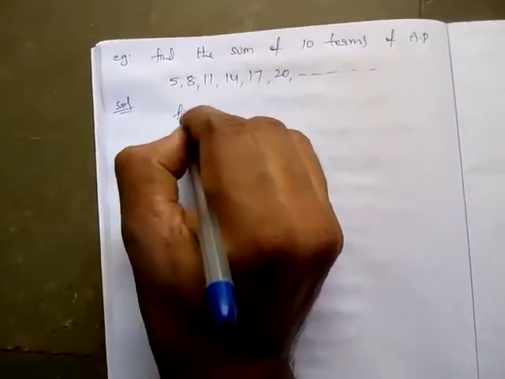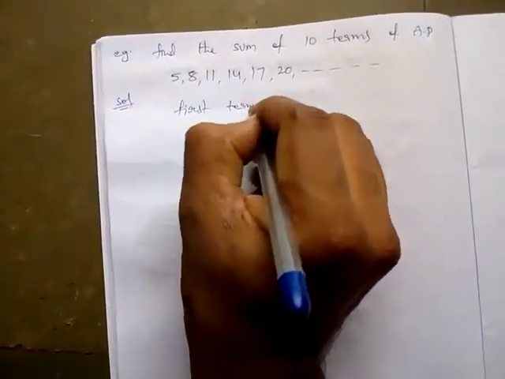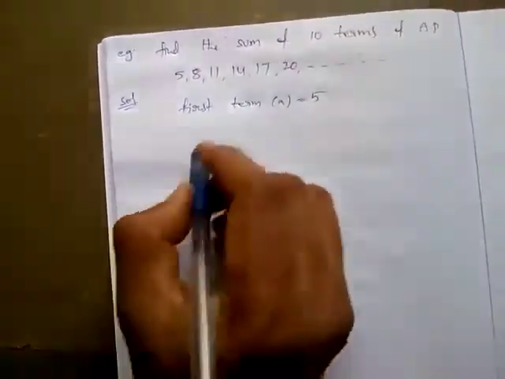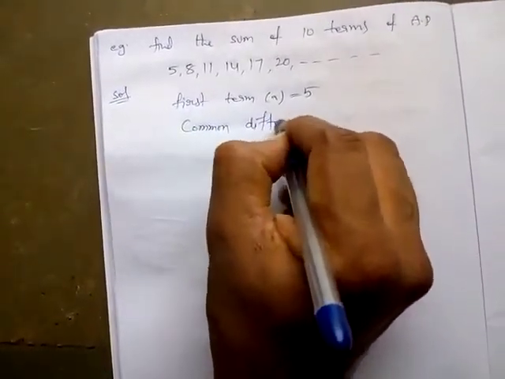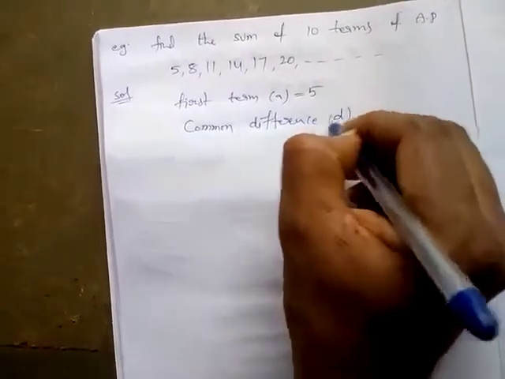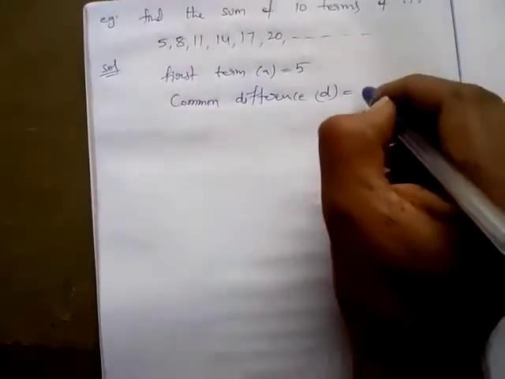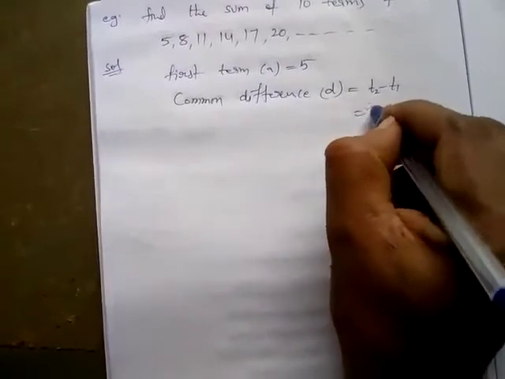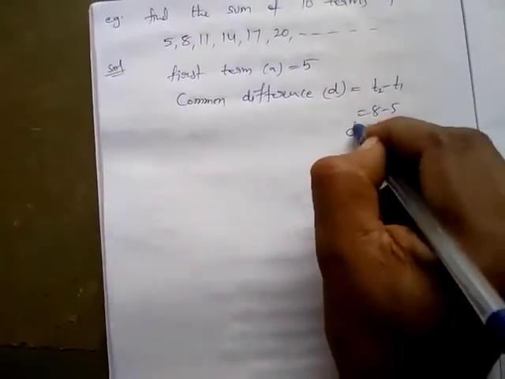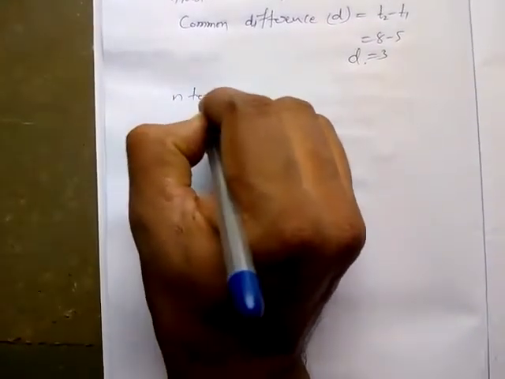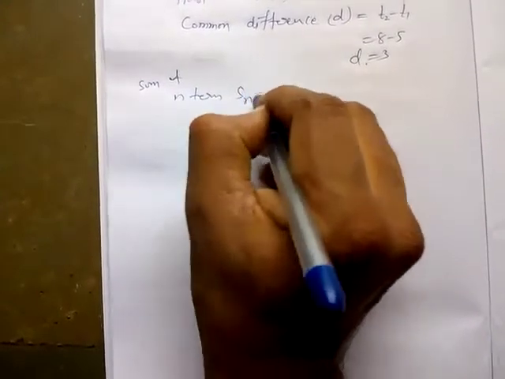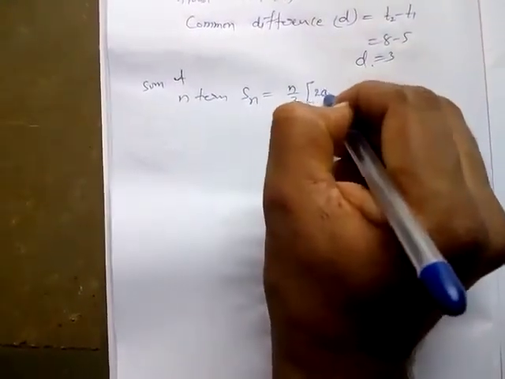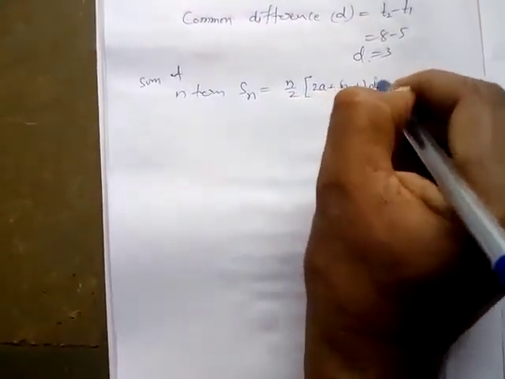So the first term A is equal to 5, and the common difference D is equal to T2 minus T1. So 8 minus 5 becomes 3. D is equal to 3. It is asking for the sum of 10 terms, the sum of n terms. Sn is equal to n by 2 of (2a plus (n minus 1) into D).